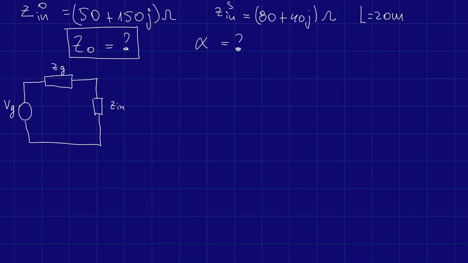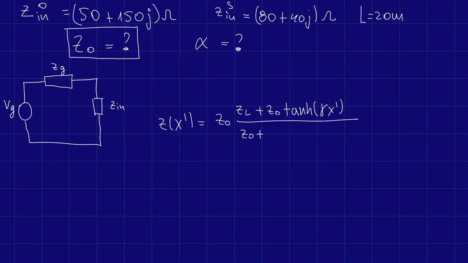Now to start off, we use a very famous formula. That is Z(x') equals Z0 times (ZL, which is the load impedance, plus Z0, which is the characteristic impedance, times hyperbolic tangent of gamma x') divided by (Z0 plus ZL times hyperbolic tangent of gamma x'). Now, by x' I mean that we measure the distance from right towards the left. And when I talk about x, it's when it goes from the source towards the load, or from left to right. This formula is valid for every x', so we can substitute.